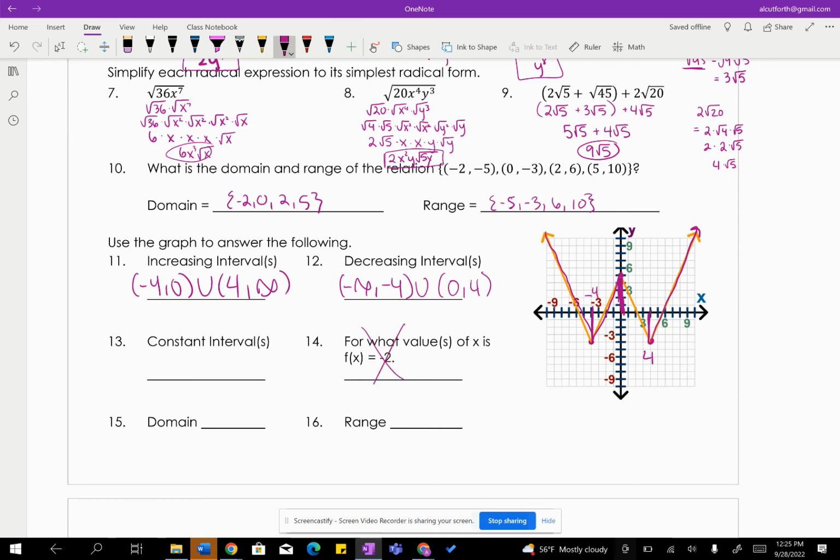Number 14 is not very good for this graph. I copied it from the other question on the other paper. It's a much nicer question on the other paper, so we'll skip that one. Are there any intervals where this function is constant? No.